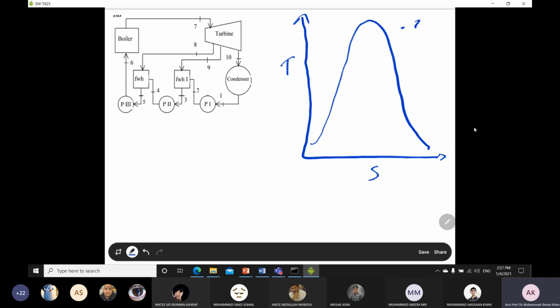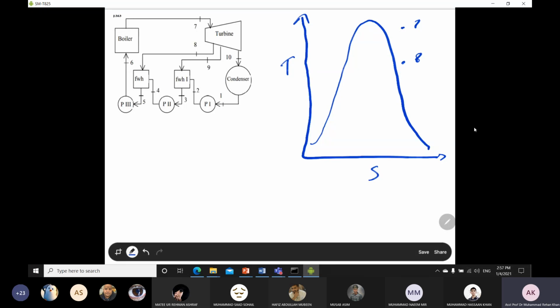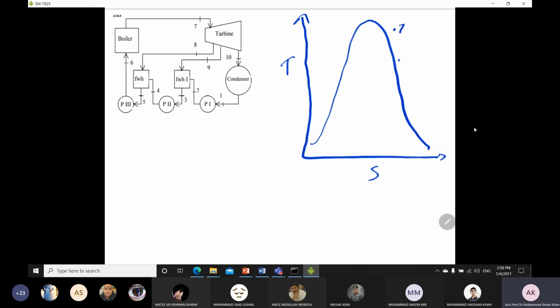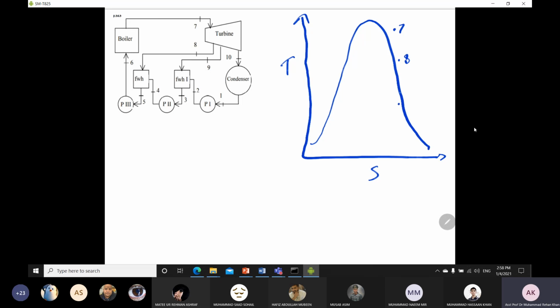For point number 8, we also do not know whether it will be in the dome. If it is mentioned in the question that it is steam, then you just draw it over there. If not mentioned, you have to apply the check for the same entropy. So this is point number 8. For point number 9, we also do not know whether it will be inside the dome or outside the dome, so you can just mark it somewhere. Okay, so we can just mark it inside the dome.